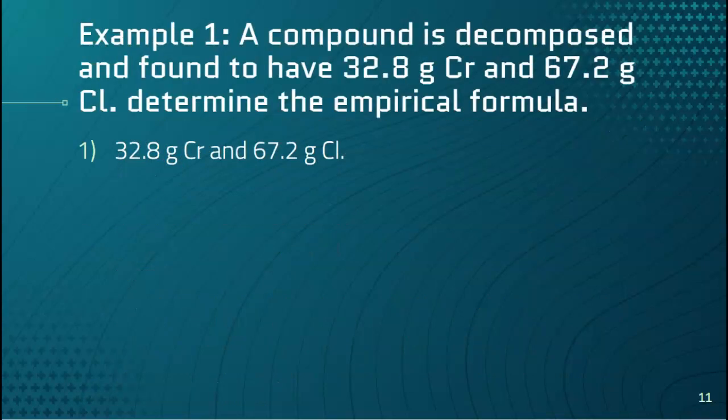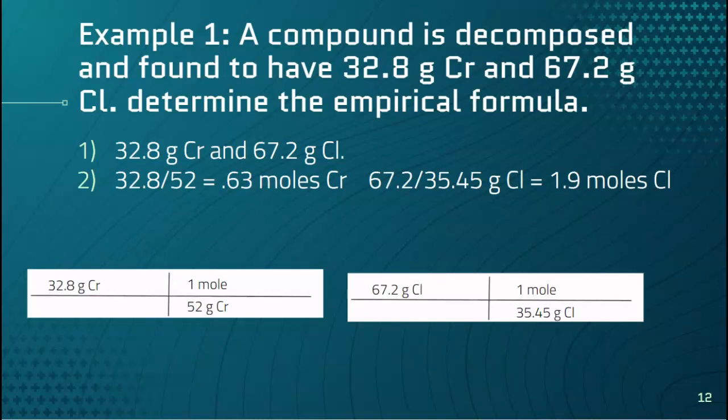So here's an example of a problem you might get. A compound is decomposed to have 32.8 grams chromium and 67.2 grams chlorine. Determine the empirical formula. So step 1, I get my masses from the problem. Boom, given to me already. That's easy. Step number 2, I am going to convert this to moles, okay? And so I've shown you the work down here. I'm going to be taking what I was given in my problem and dividing by the molar mass, aka the mass on the periodic table, okay? So I do 32.8 divided by 52 to get me 0.63 moles of chromium and 67.2 divided by 34.5 to get me 1.9 moles of chlorine.